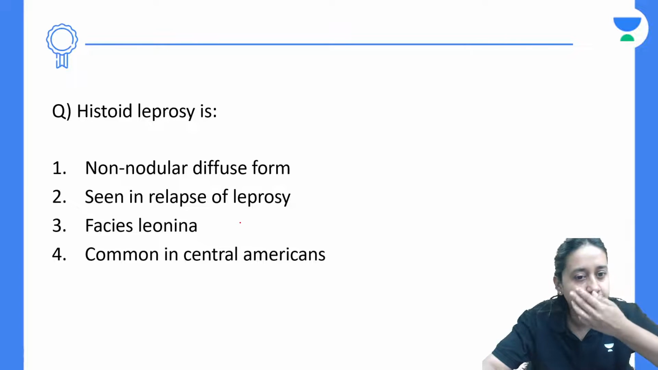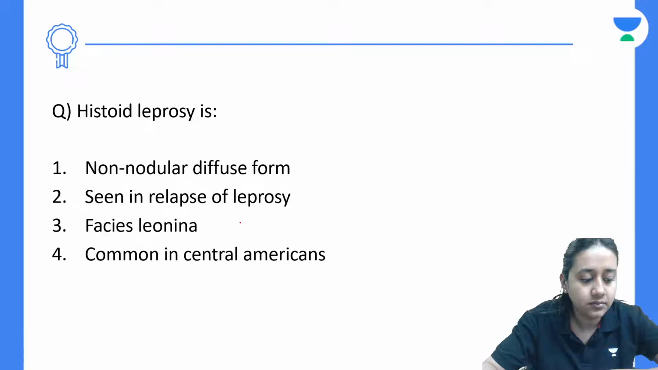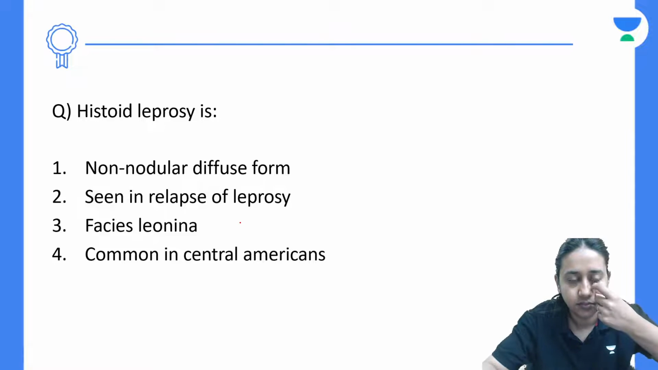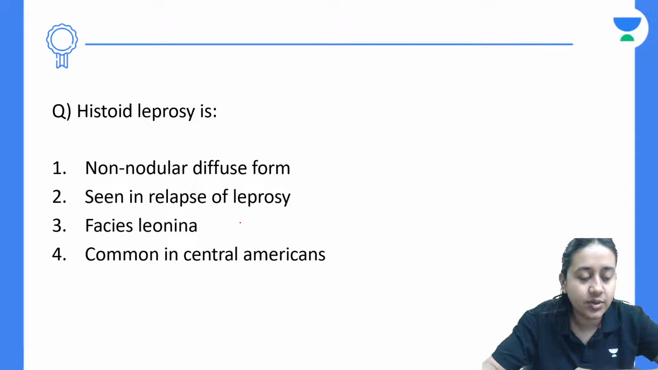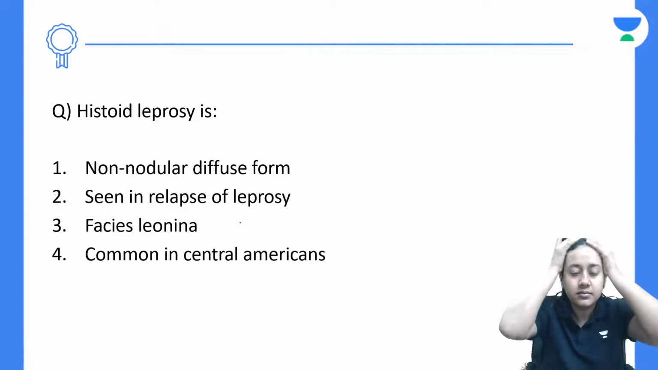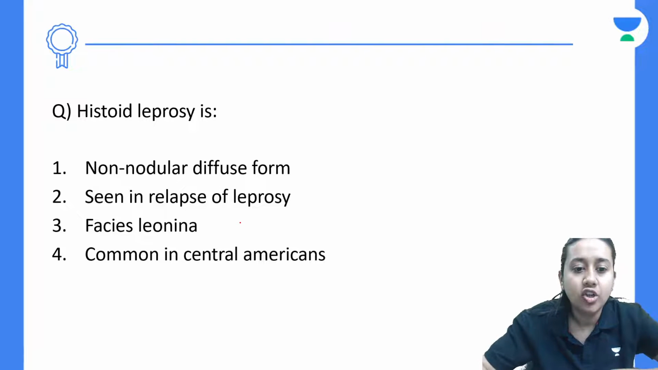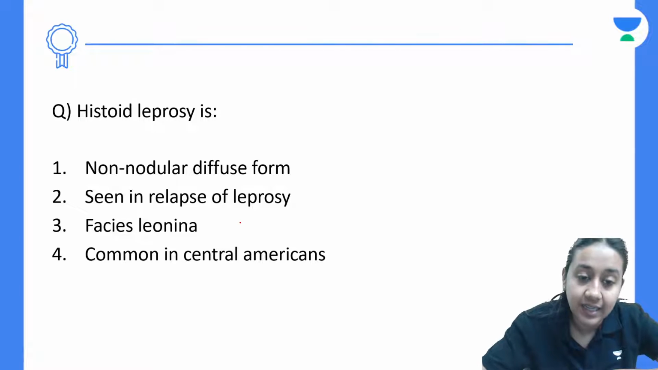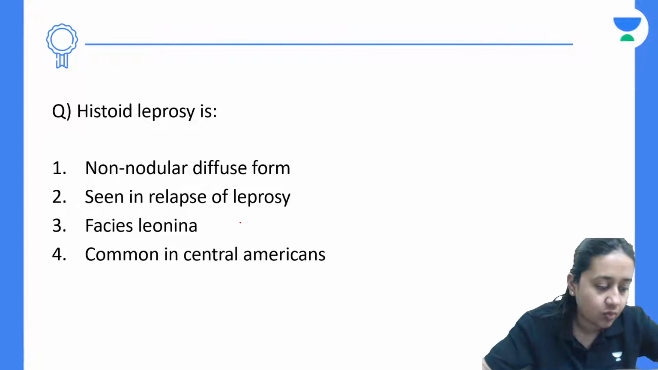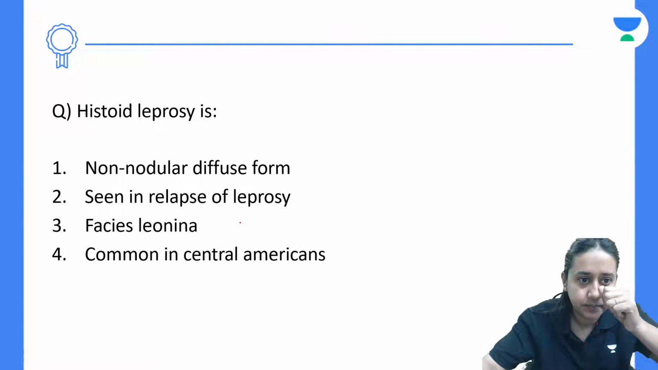Moving to the next question. The next question is on your screen. Non-nodular diffuse form seen in relapse, fascia leonine, common in Central America. What is the answer?